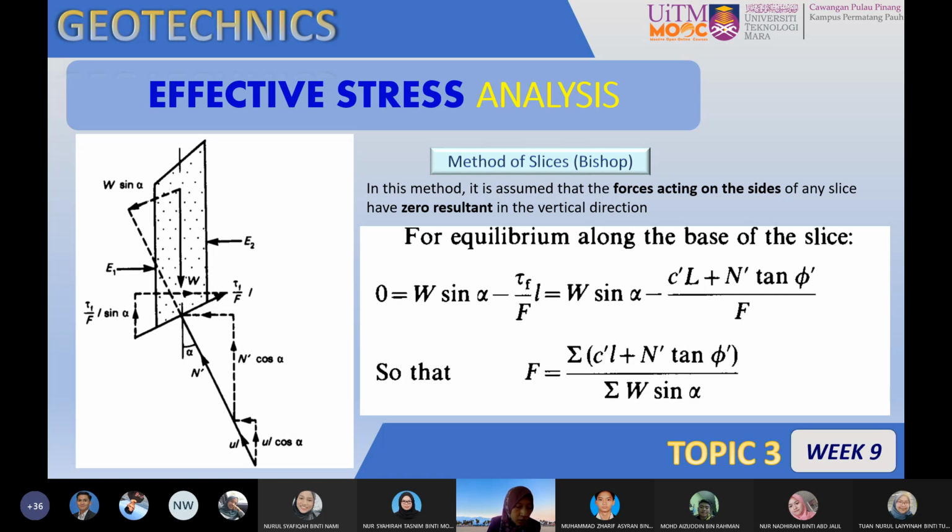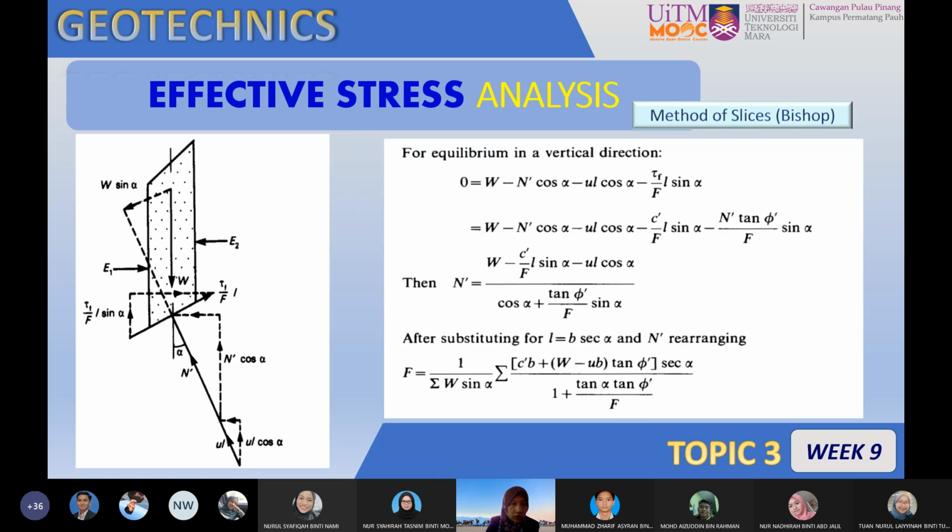Let's say you are calculating the equilibrium in the vertical direction. So the formula is extended into a complex one, as you can see at the bottom part here.